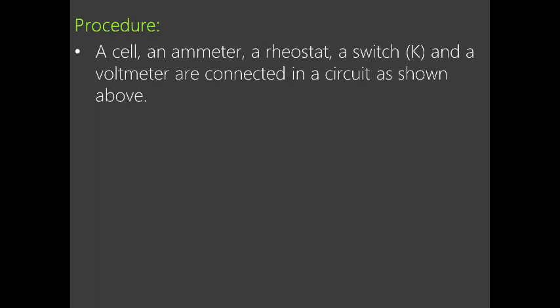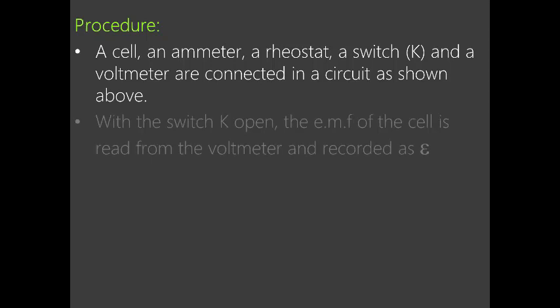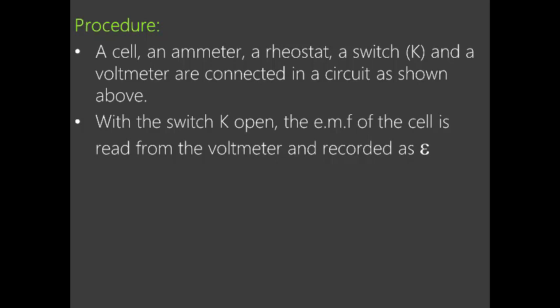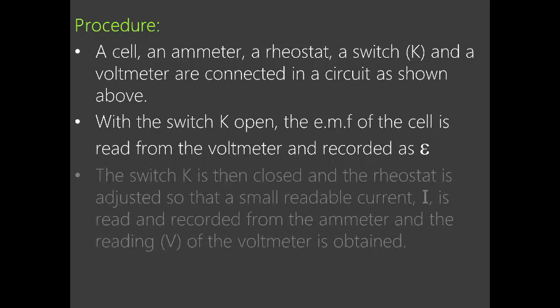Now the procedure is simple. First of all, a cell, an ammeter, a rheostat, a switch, and a voltmeter are connected in a circuit as shown above. With the switch K open, the EMF E of the cell is read. We can just say the EMF of the cell is read from the voltmeter and recorded as E.